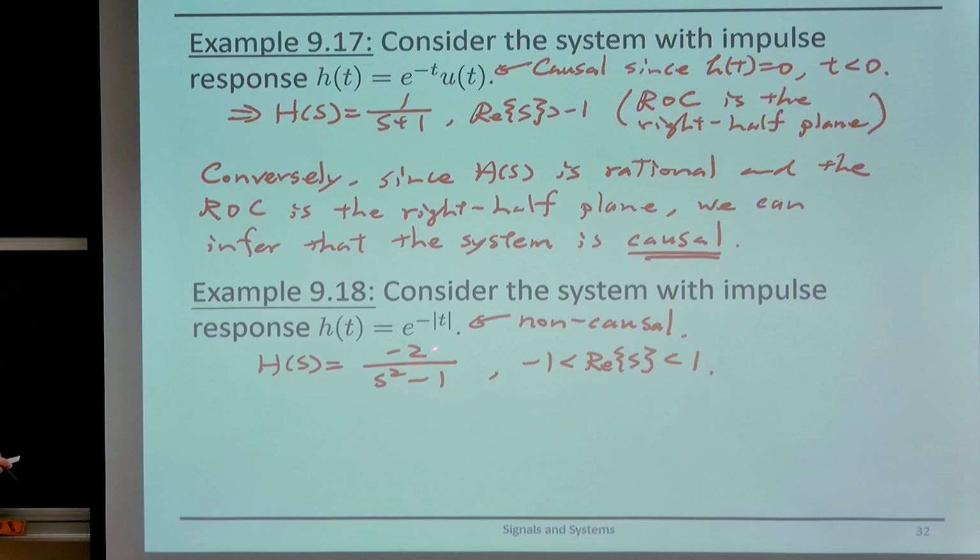So you can see here that the impulse response in the time domain is clearly non-causal. And the corresponding Laplace transform also has a region of convergence that is not the right half plane, but instead a strip between -1 and 1. Now, since this is rational, the reverse statement also holds. So given that this is not the right half plane, just by looking at this, you will know that the impulse response is not causal. The system is not causal.